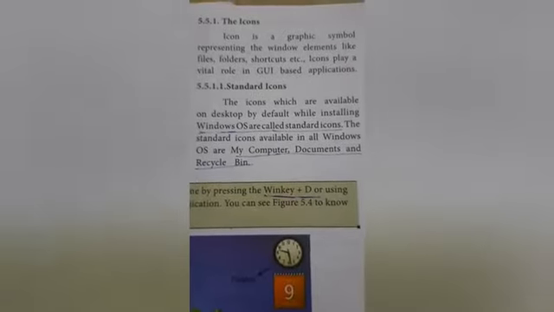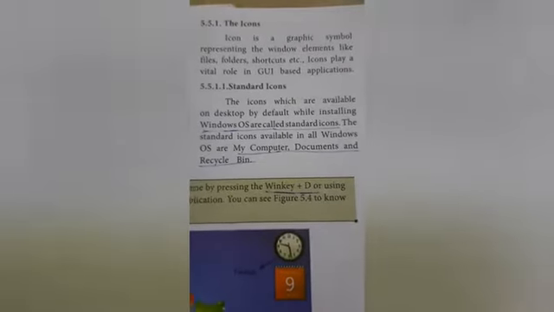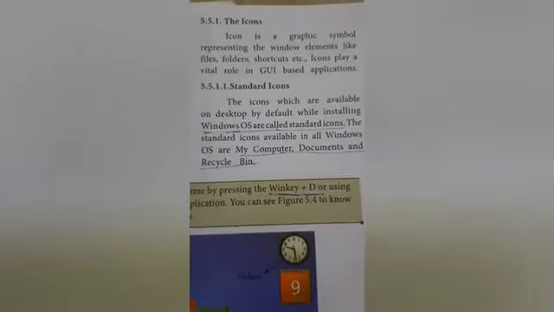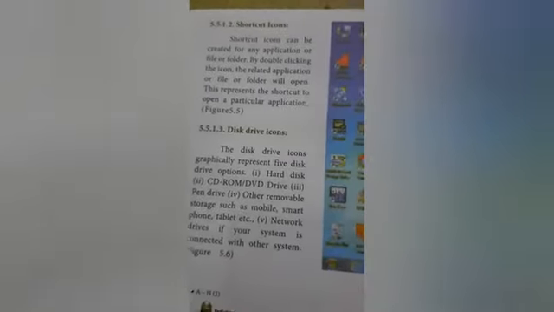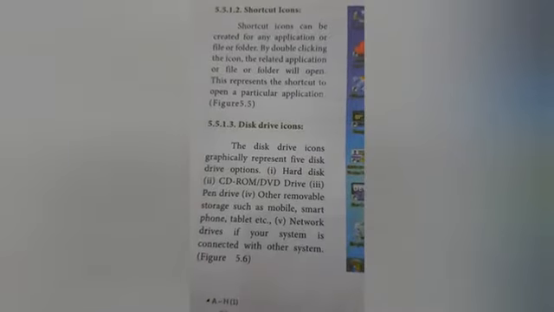Here these are not all default icons. Some of the icons are there as default, but a lot of icons we can set in future, right? Then what are the default icons? Standard icons means My Computer, Documents, Recycle Bin and My Network Places, those kinds of standard icons, right? And the next one is shortcut icons.